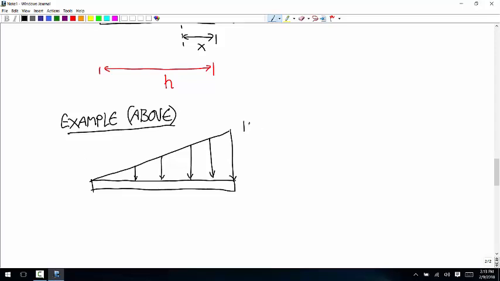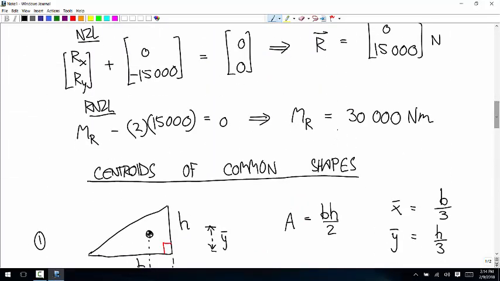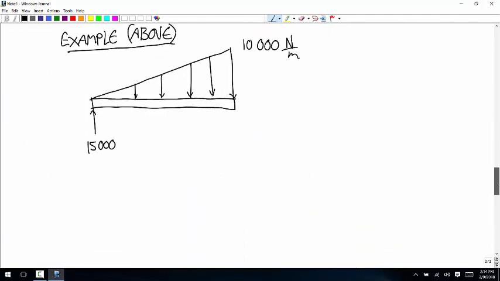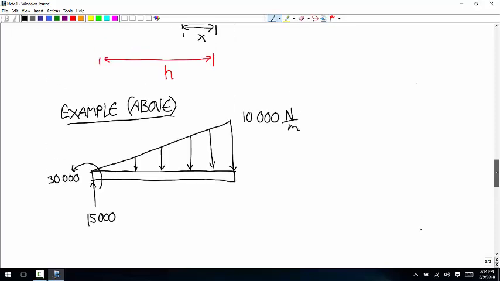We have this distributed load where it's 10,000 newtons per meter at maximum. At the wall, we have an upward force of, what was it, 30,000? 3 times 15,000. What do we get for the couple? 30,000. Okay.